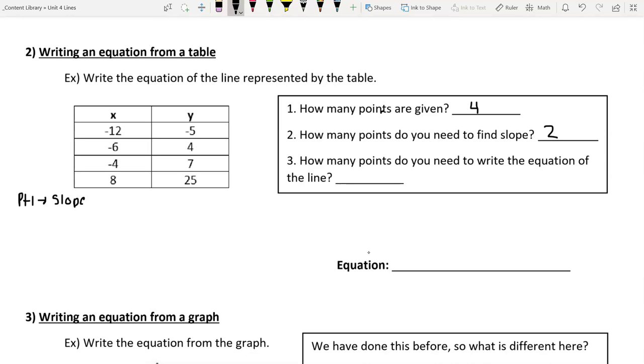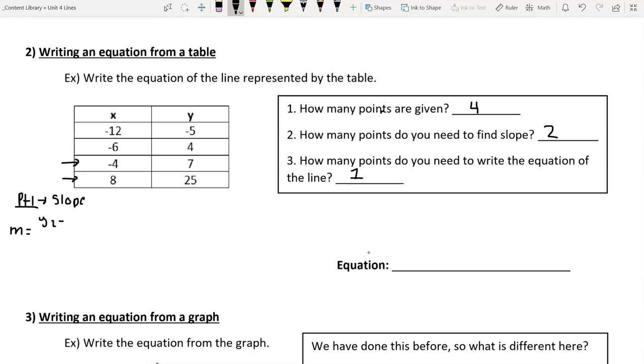Okay, because our formula for slope only needs 2 points. And then how many points do you need to write the equation of a line? 1. Okay, so I don't need all 4 of these. Pick 2. Remember when we did slope? I always pick positive numbers, so I'm going to pick these 2. That has a negative, but at least it's not all negative. So part 1, just like what we did on the other side, find slope.